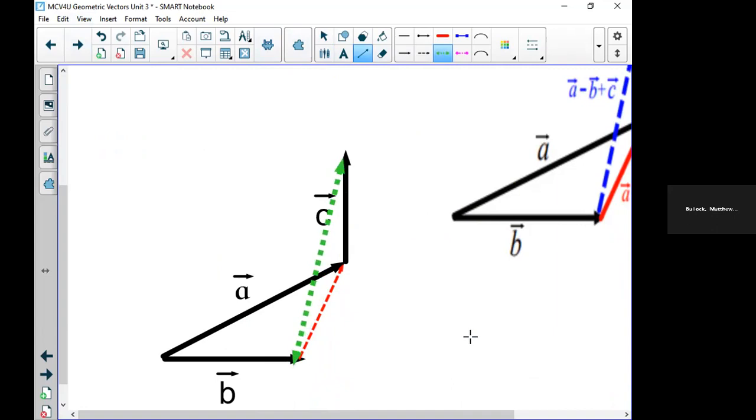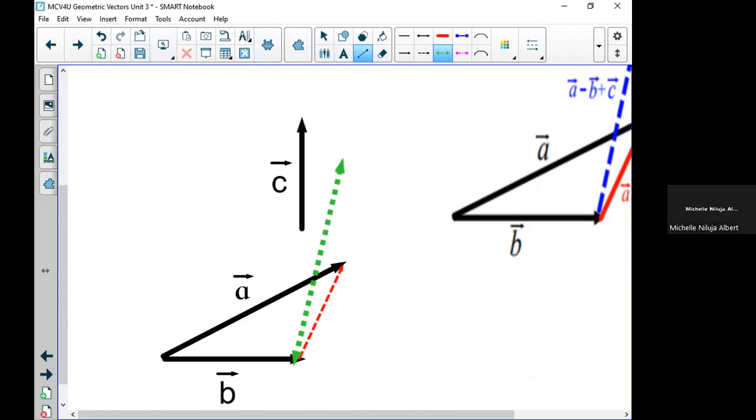That's our result. Okay. So when you're doing your diagrams, you could go step by step like this, or you could do the operations and then just draw your resultant vector. That's fine. Okay.